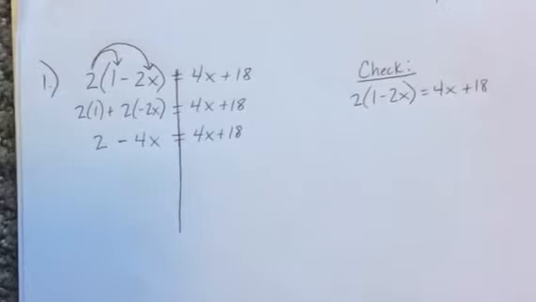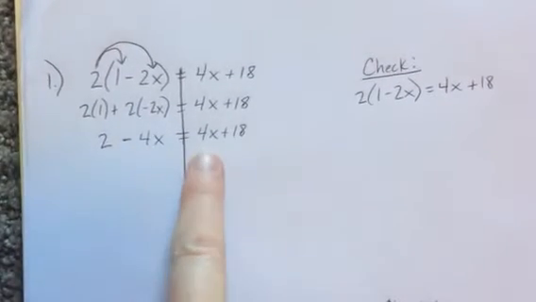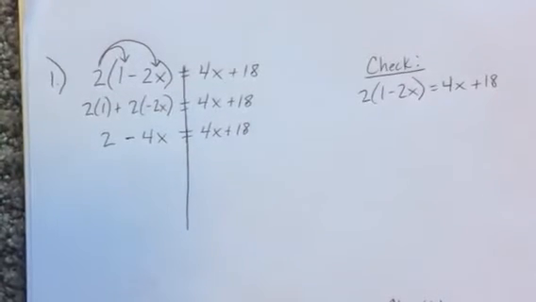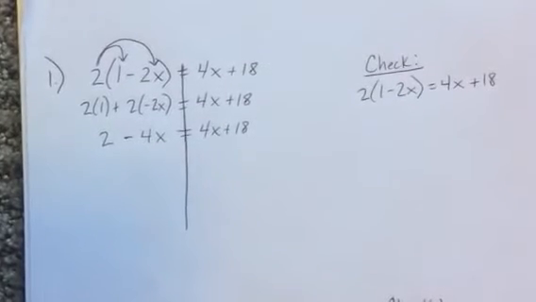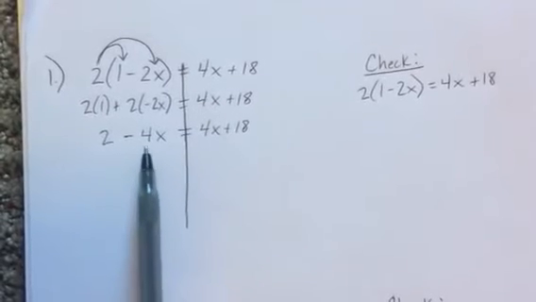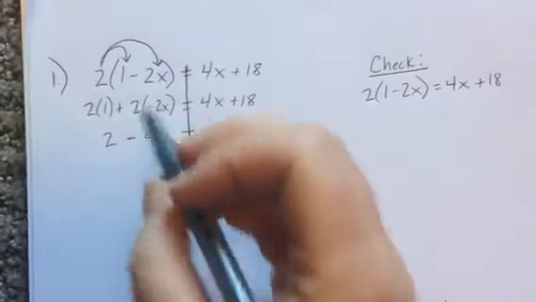So I'm going to look at my variable terms. On the left I have negative 4x. On the right I have positive 4x. So like I usually tell you, if you look for the one that's smaller and you go after that one, it'll keep your x term positive, which is good down the road, especially when you're solving inequalities. So because negative 4 is smaller than positive 4, I'm going to go after the negative 4x.